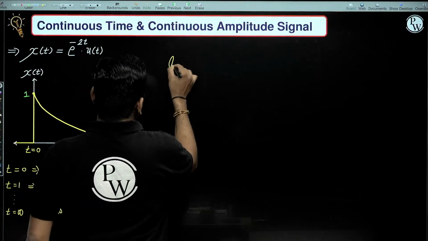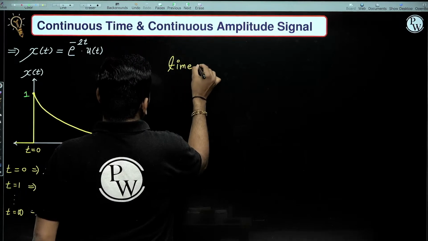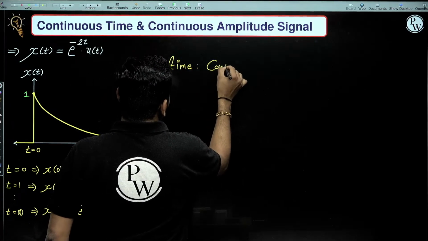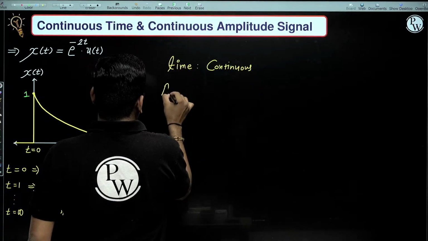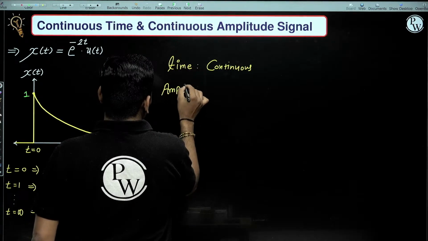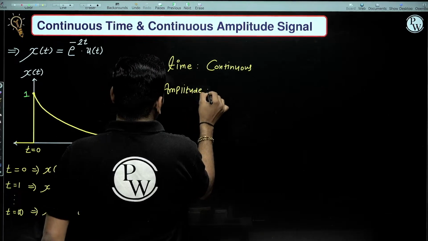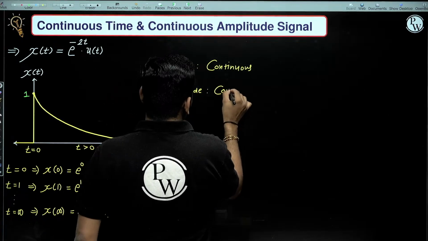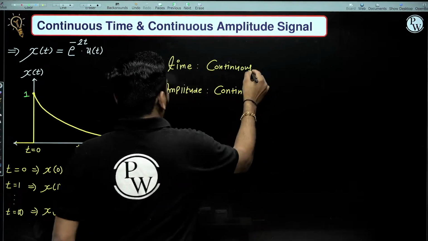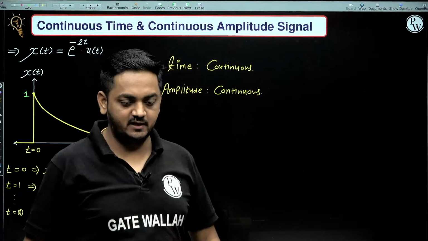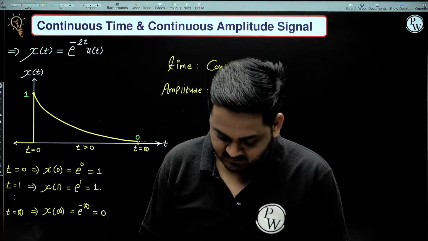Here time is on the x axis, time is continuous, and amplitude on the y axis, the amplitude of the signal, is also continuous. Now the very important topic, how to convert. Is this clear? This is very simple.